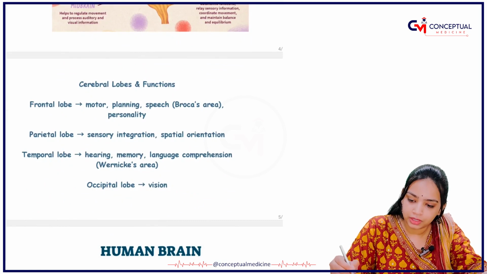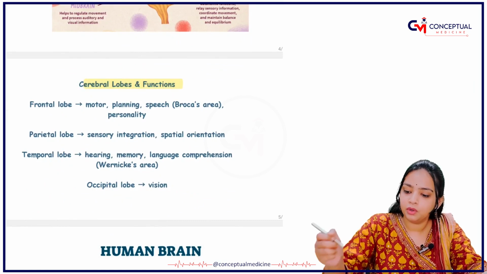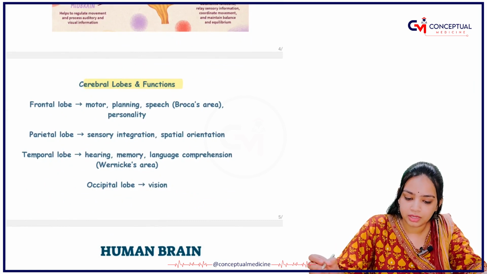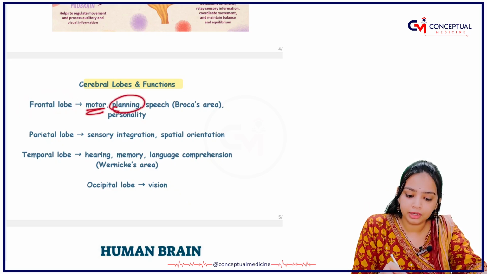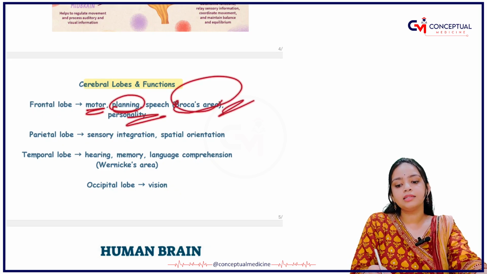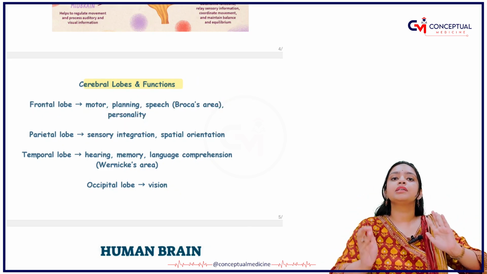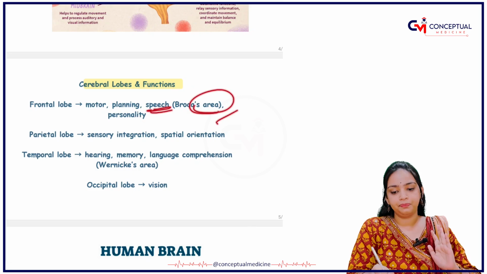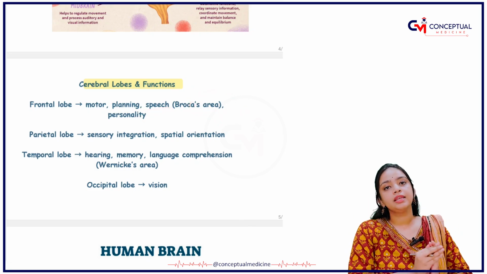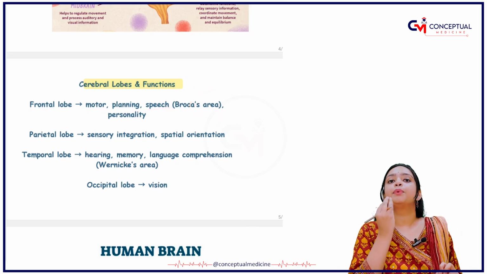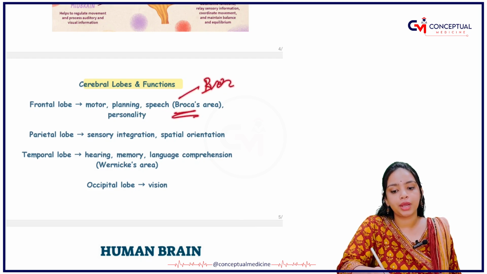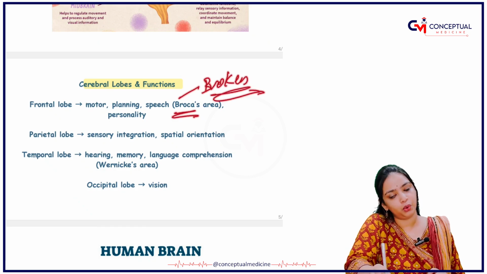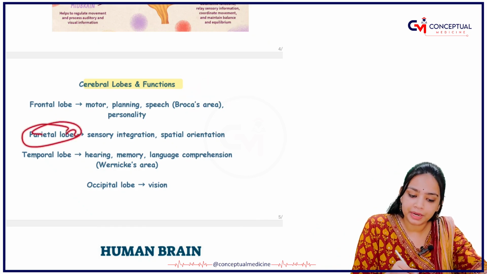Then you have certain cerebral lobes and their functions. Let's just see them also. First you have the frontal lobe. They are for the motor function and planning. Broca's area is there, which is responsible for your speech, okay? And if this Broca's area is impaired, then you have broken speech. So remember, Broca means broken speech.